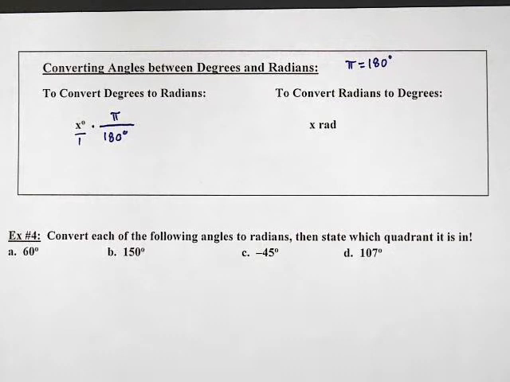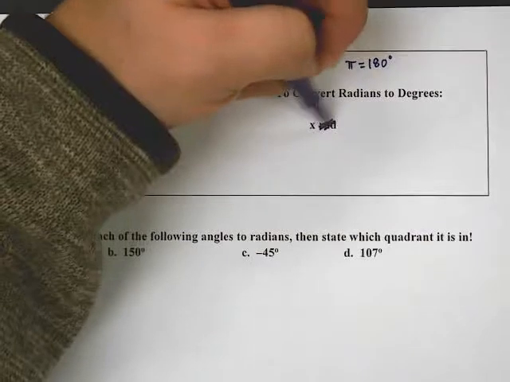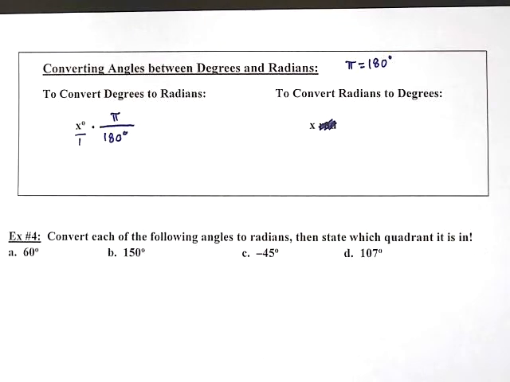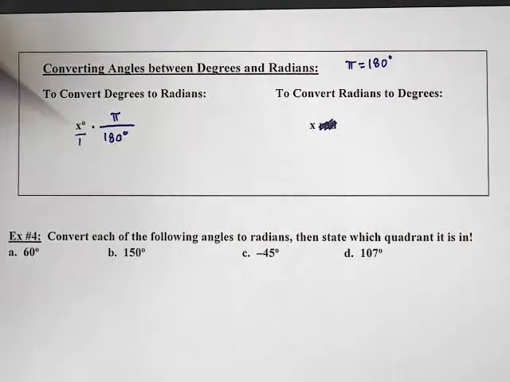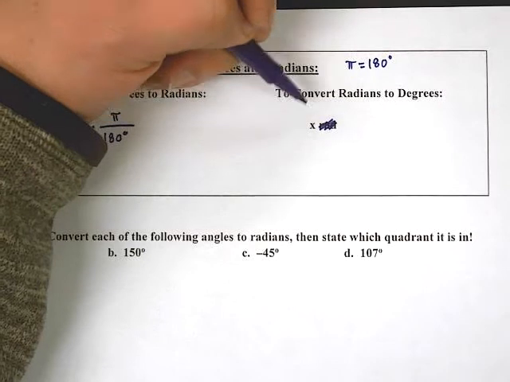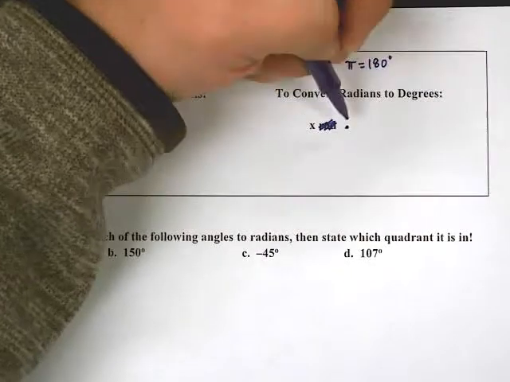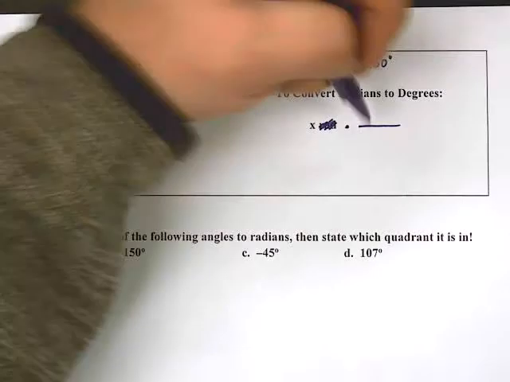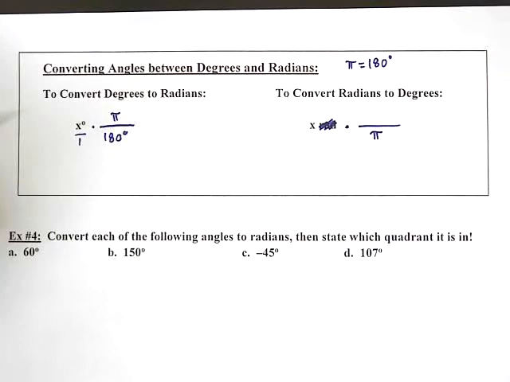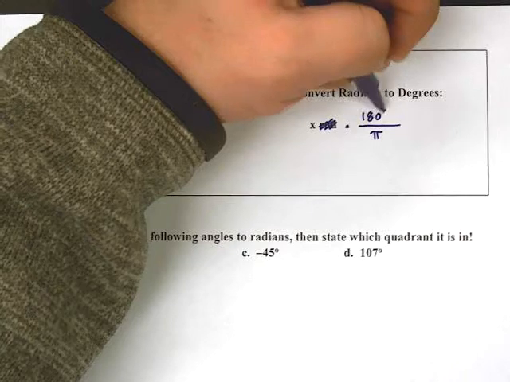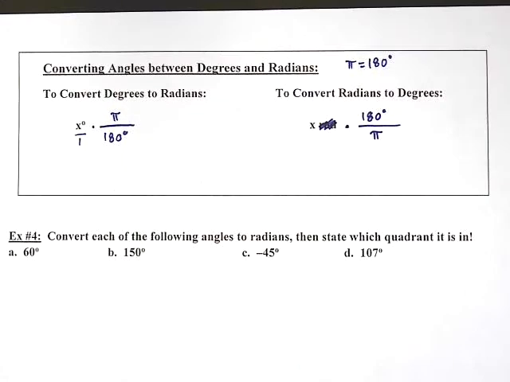Now, conversely, I'm going to just get rid of this. I probably won't be writing rad. We know that we're going to want to cancel pi's. Normally, our radian measures have pi's in them. So that means we're going to have to multiply, and we're going to want to cancel out the pi's. So pi is going to have to go in the denominator, which means the 180 will go in the numerator this time.